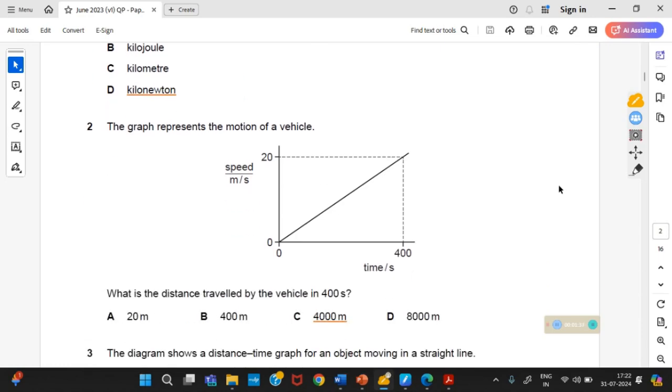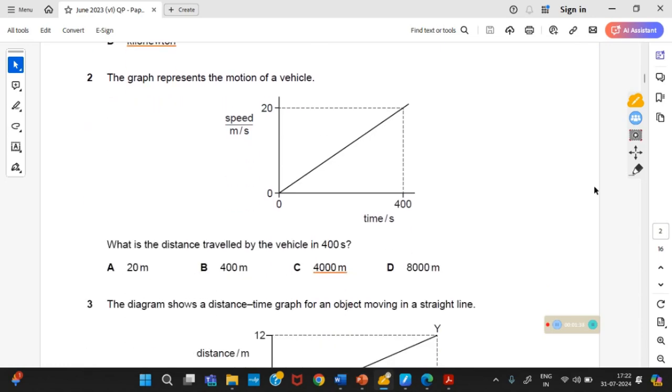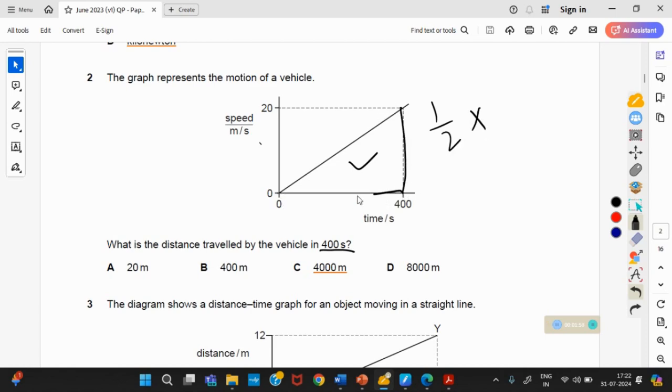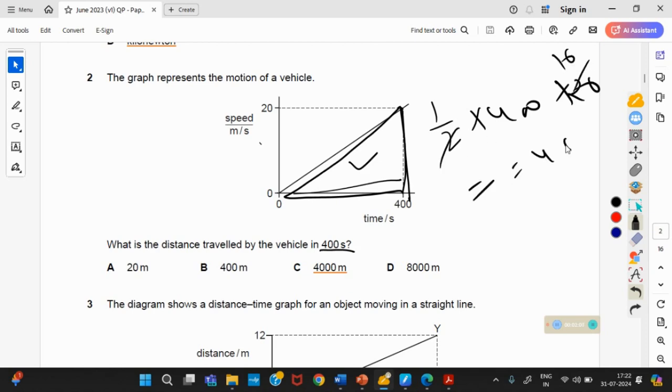The graph represents the motion of a vehicle. What is the distance traveled by the vehicle in 400 seconds? In order to calculate the distance traveled, we should calculate the area under the v-t graph. The area will be 1/2 times base, since this is a triangle. The base is 400 multiplied by height 20. So the answer is 4000 meters.